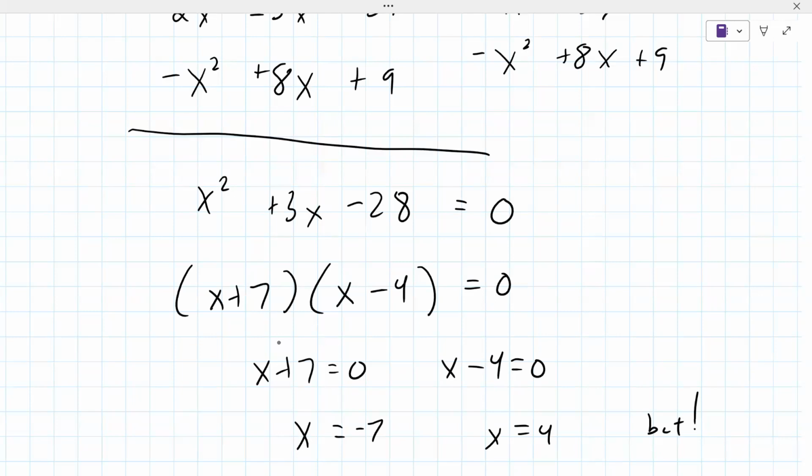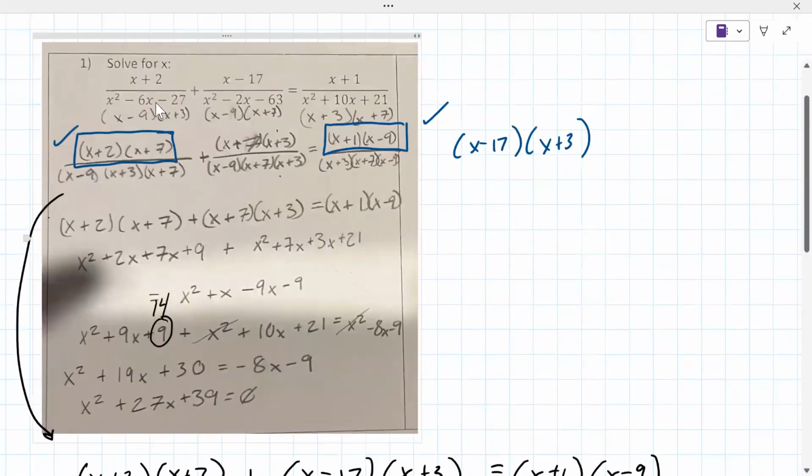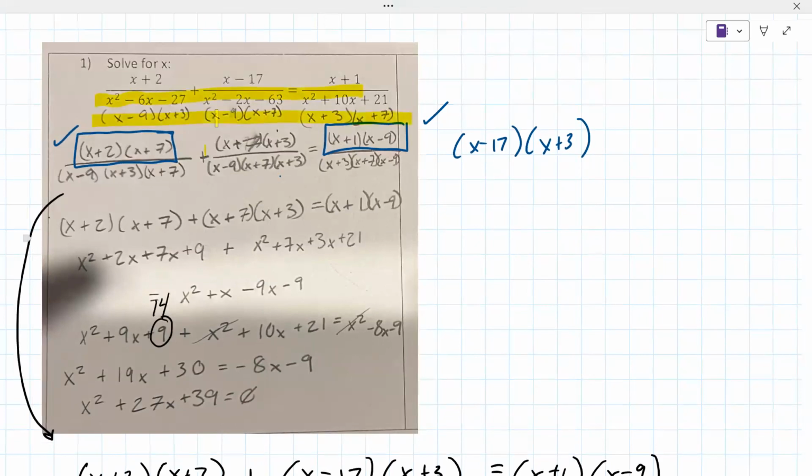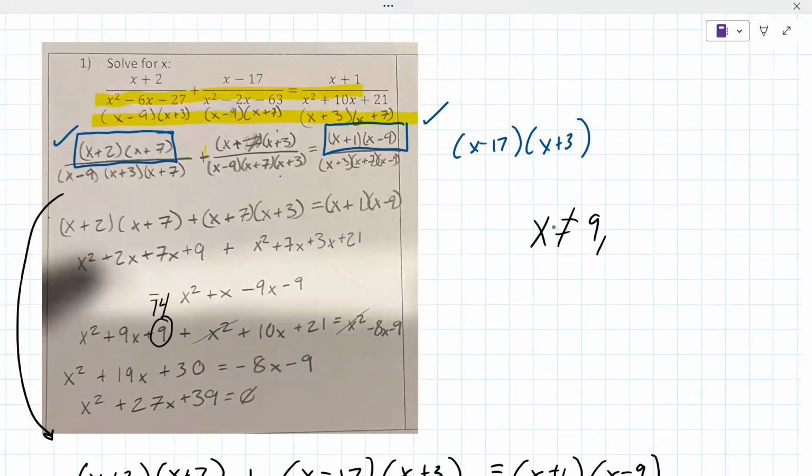We have to check our answers, or if you recall from last time, you figure out what it can't be. So like you can't divide by 0. So if you go back to the beginning, there's some excluded values here. Let me highlight them. Either this line or this line. Basically, these are all the things that x cannot be. X cannot be 9, -3, or -7, because if it is, then you're dividing by 0.